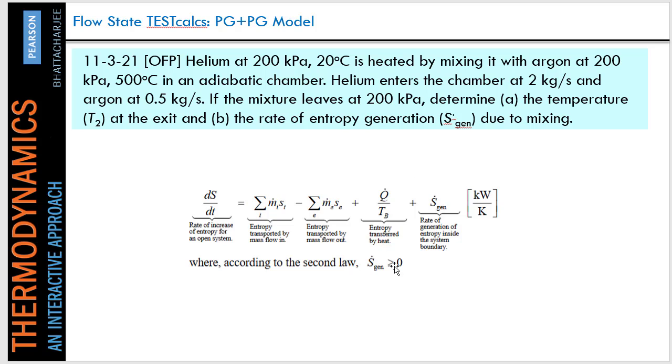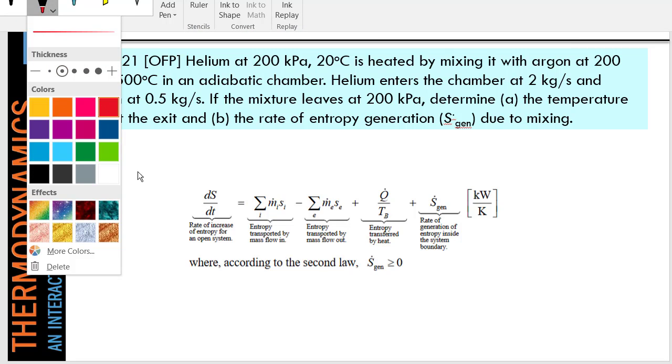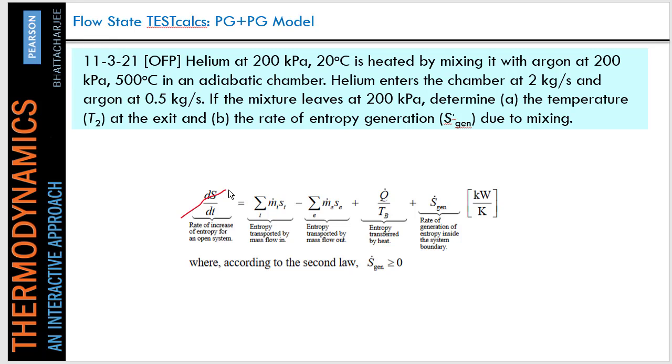So I just grabbed this equation from the equation sheet in table J. So we're solving for S dot gen. We're just going to assume that it's a steady problem. So dS/dt will go to 0. And it's told to be adiabatic, so we know that Q dot is going to be 0. So that leaves us with these terms, which we have the m dots, and we calculated the specific entropies.